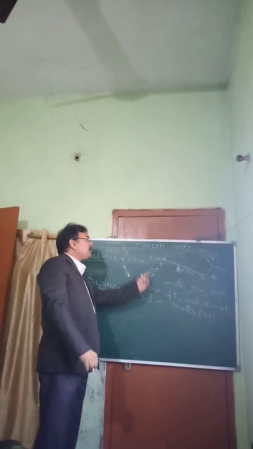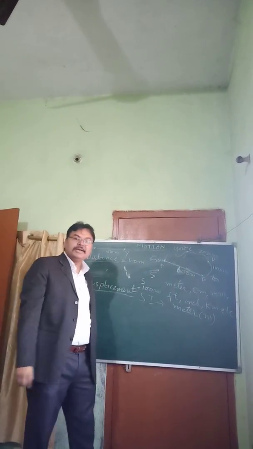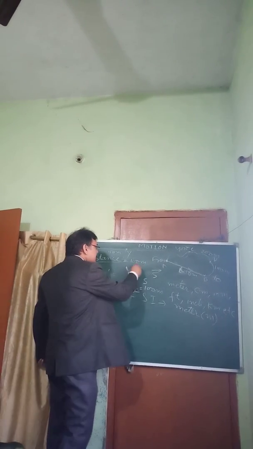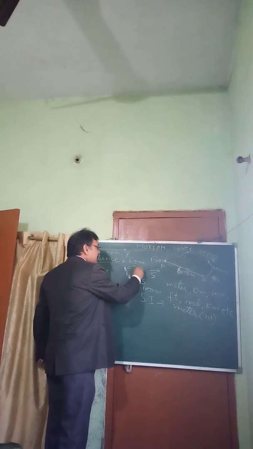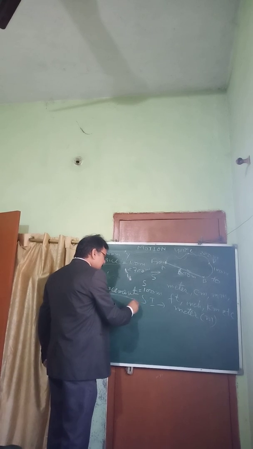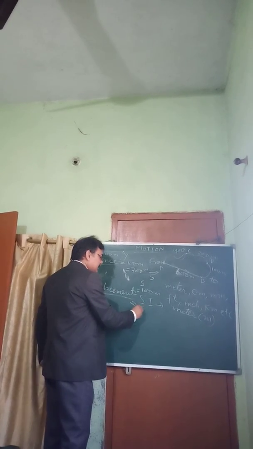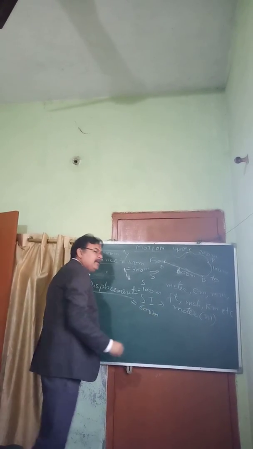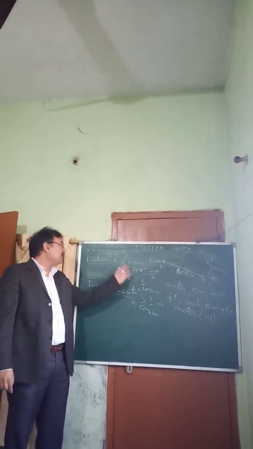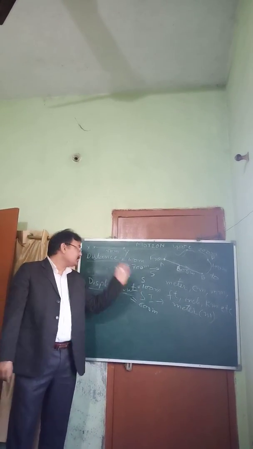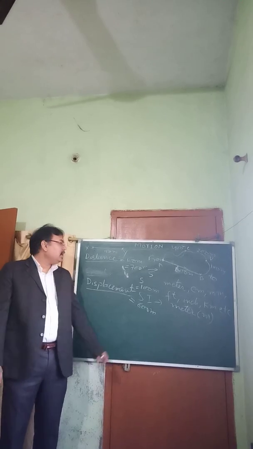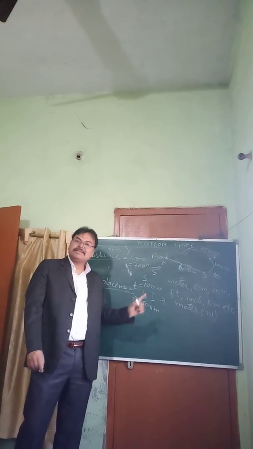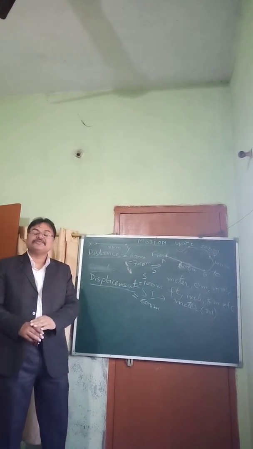So that is total 700 meter. This is 600 meter. So again you can say that distance is how much? Distance is 700 meter. Displacement is how much? Displacement is 600 meters. What do you find? Displacement is equal to distance when a straight line path is followed. Displacement is less than distance when any other type of path is followed.